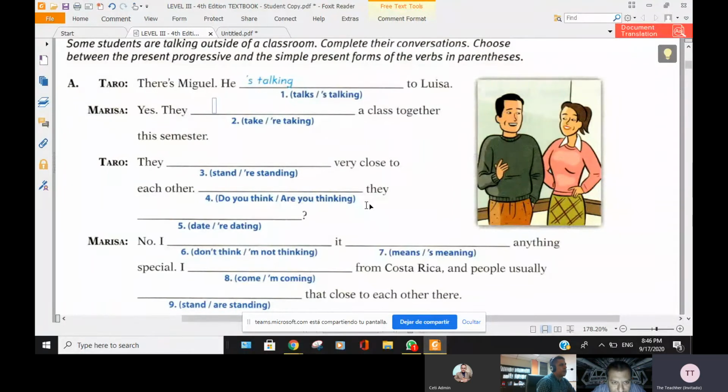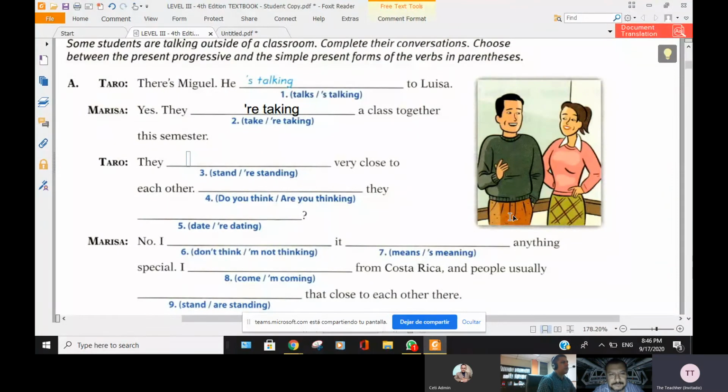Taro says, there's Miguel. He's talking to Luisa. Okay. Taro, there's Miguel. He's talking to Luisa. Okay, Marisa. Yes, they are taking a class together this semester. Right. They're taking a class together. Taro, go ahead.